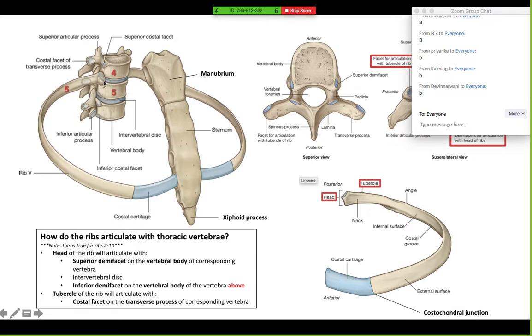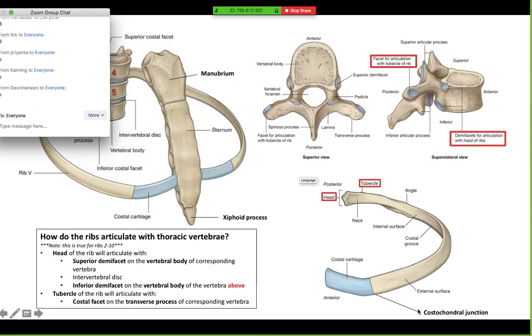Okay, so 2 important points. The rib articulates with the thoracic vertebral body above and at the same level, and with the costal facet on the transverse process of the vertebra at the same level as that rib. And then over here, we just have the important landmarks on the ribs. So you want to be able to identify the tubercle, the head of the rib, the costochondral junction, and then the costal groove here where your neurovascular bundle lies.